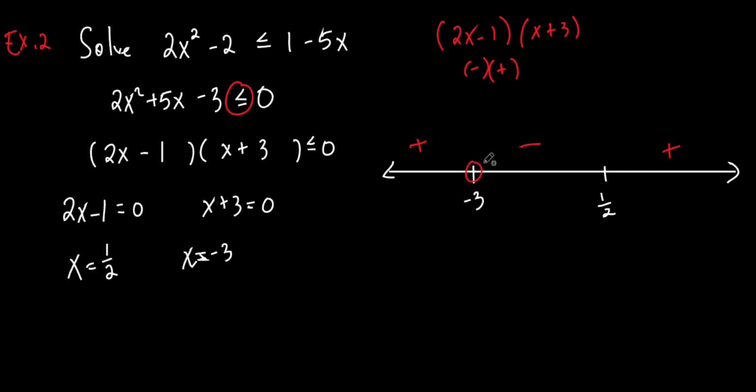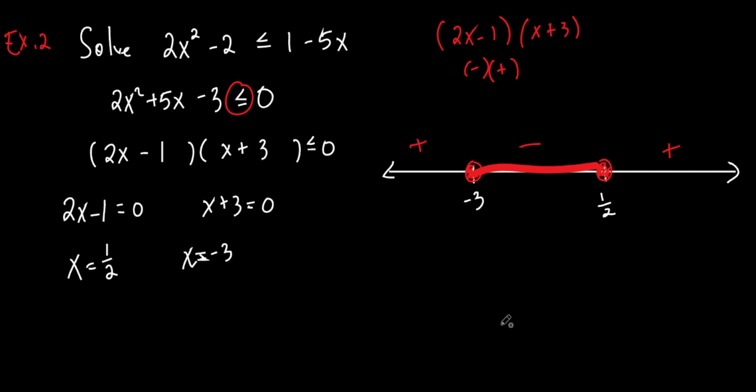So am I just going to put an open circle right there? No, what kind of circle is it going to be? A closed circle. And then what's this going to be? This is also going to be a closed circle. And what's our shading? Everything where? Everything that's negative. So it's just all the stuff in between -3 and 1/2.